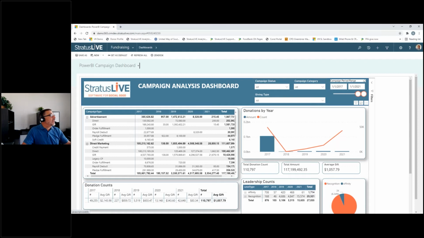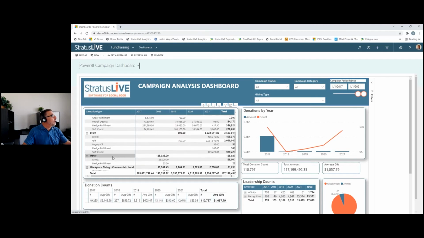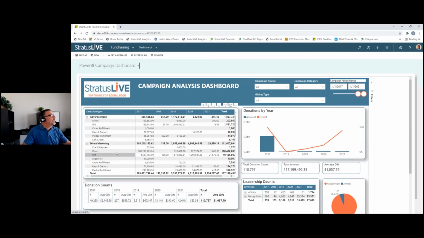We do already have transactions in from 2021 that happened last year, just because of the cycle of giving and how things were dated. But what this allows me to do is we'll start up here in this upper quadrant, and we'll go through all of them, and then we'll circle back around on a couple things in a second. So this really allows me to see the different types of what we would call campaigns that we run. So I do an advertising campaign, I have direct marketing, I have my event campaigns, my workplace giving, both local and out of area.